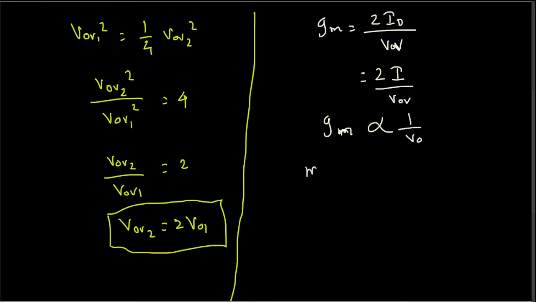So if you compare gm1 and gm2, gm1 over gm2: gm1 will be directly proportional to 1 over V overdrive 1, and gm2 will be directly proportional to 1 over V overdrive 2. Since that is in the denominator, V overdrive 2 flips and goes to the top, and V overdrive 1 will be on the bottom.